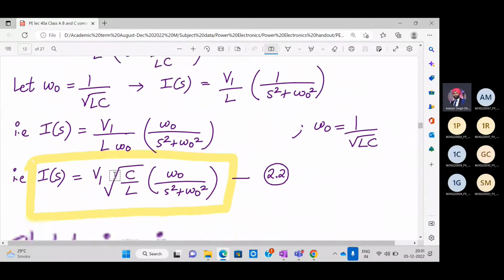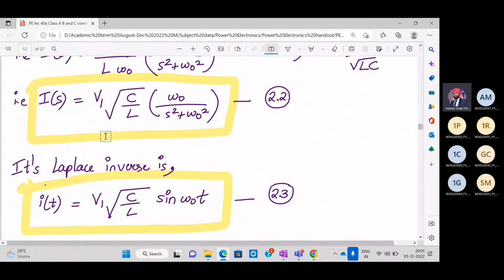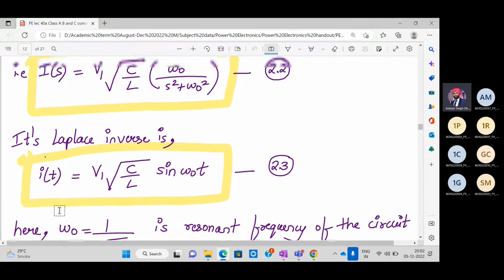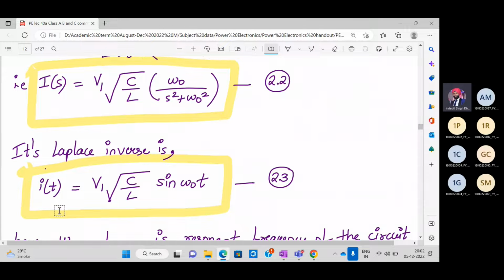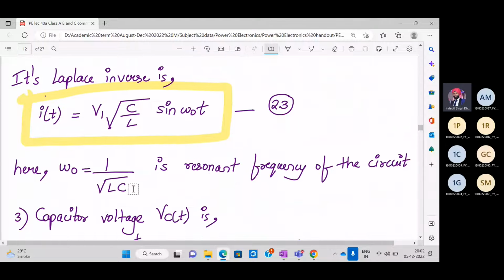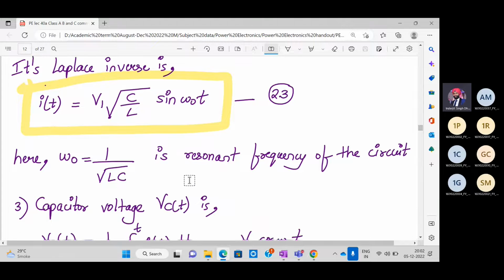All this is fine. You all can go through it. Finally, this is the important one. I of S is V1 square root of C by L times omega naught divided by S square plus omega naught square, and its Laplace inverse will give you I of t. So I of t will be V1 square root of C by L sine omega naught t. Here omega naught is 1 upon square root of LC, which is the resonant frequency of the circuit.